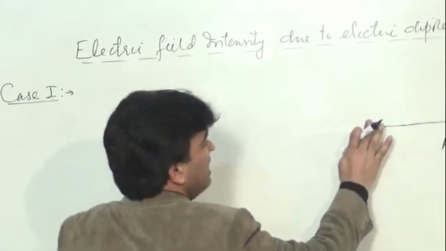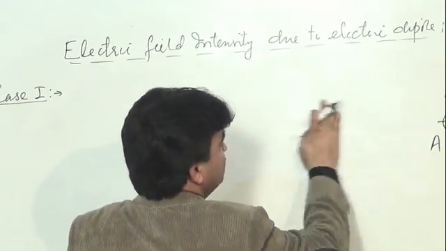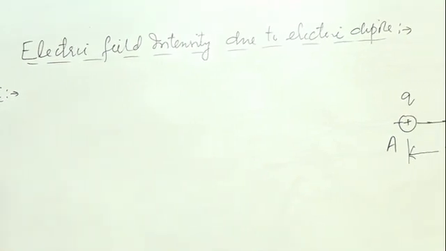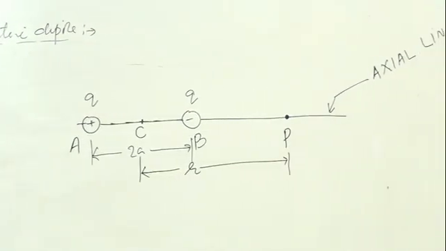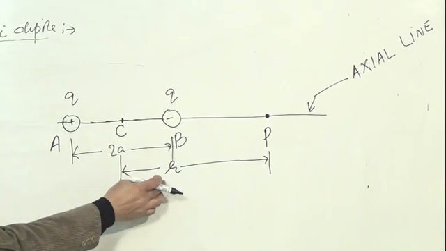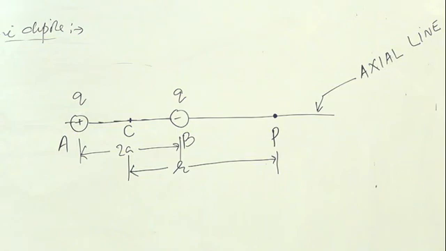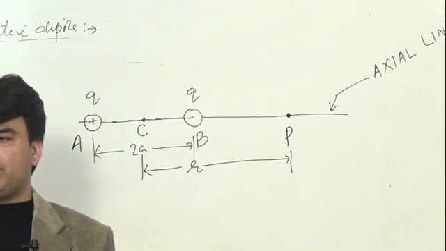Now, in order to derive the electric field intensity expression at P on the axial line of an electric dipole, at a distance r from the center of the electric dipole, we have to use the superposition principle.